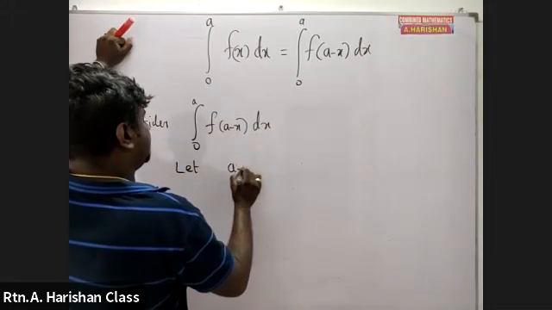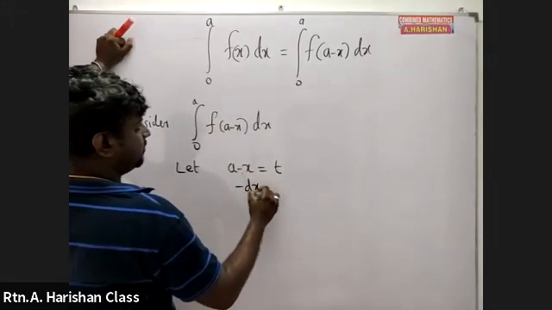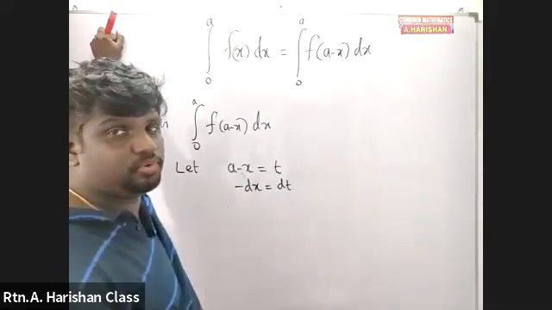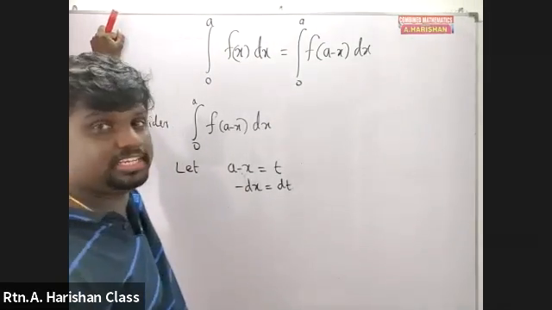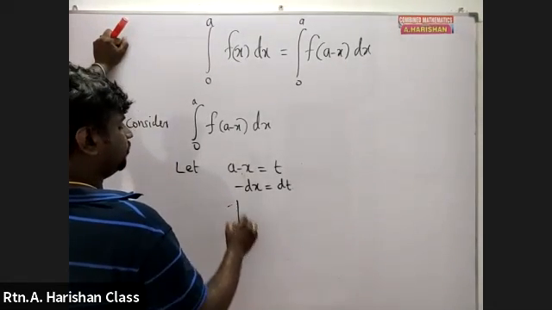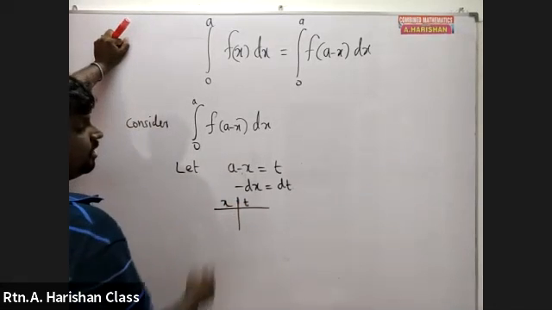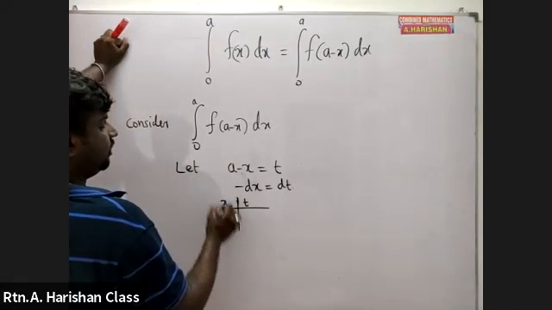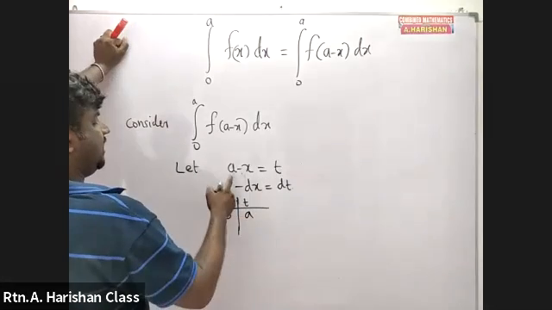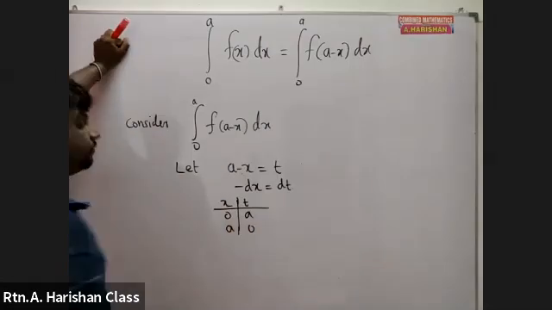So f of a minus x equals t. So immediately minus dx equals dt, because we learned the substitution fully, right? So integration we are going to finish now. So now what you have to do is change the limits. If x equals 0, t will be a. If x equals a, t will be 0.